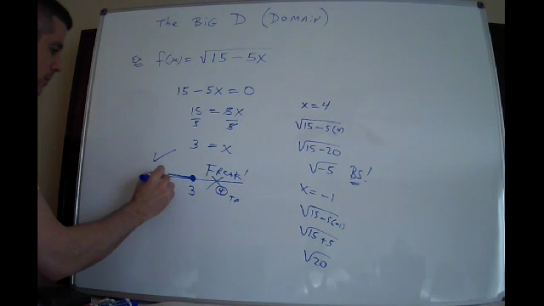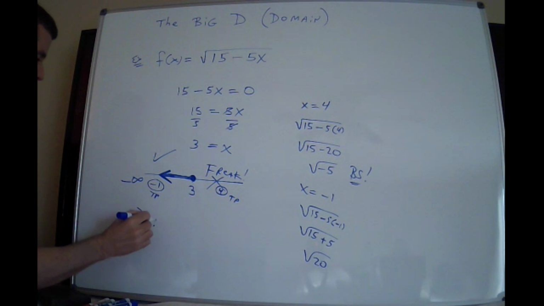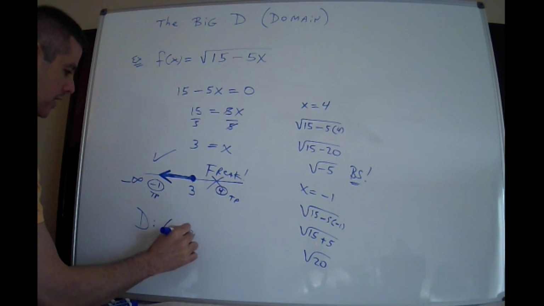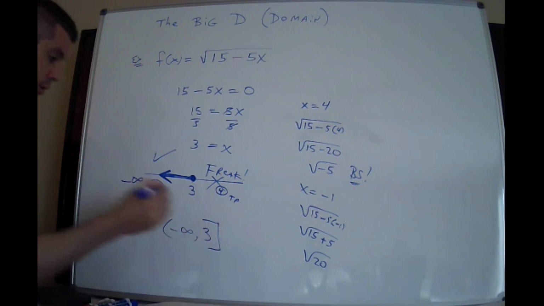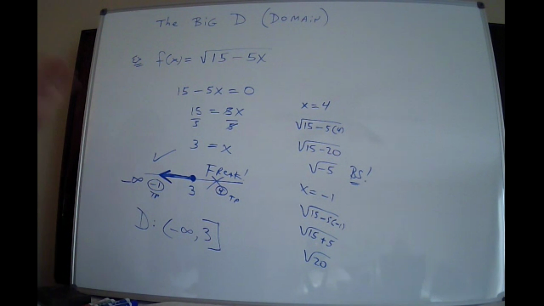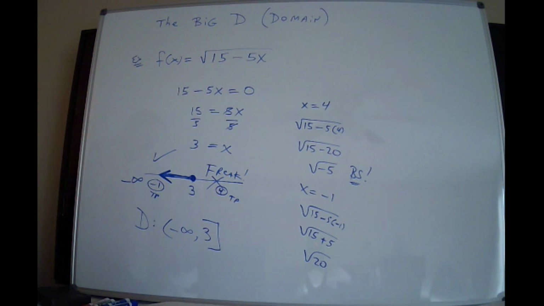So what's your domain? All those numbers. Well, what's way out there? Negative infinity. So your big D is all the numbers that are less than or equal to 3, and remember, you have to put the bracket. This is why I had you do interval notation, so that you'd be able to write the domains of the square root functions using this notation. So all these numbers to the left of 3, cool. All the numbers bigger than 3, uncool. Freaks, they're bad. They break the function.